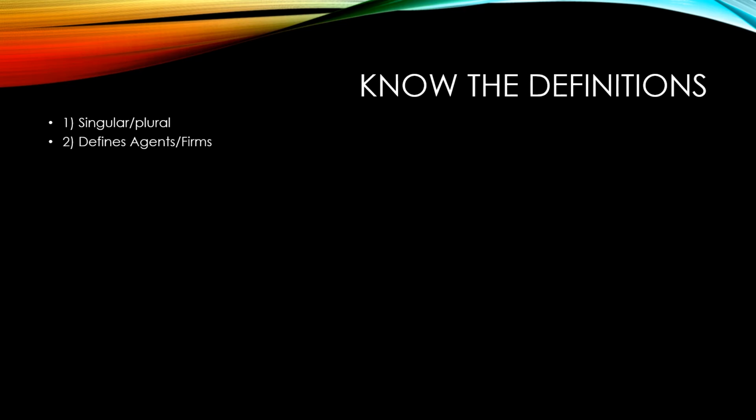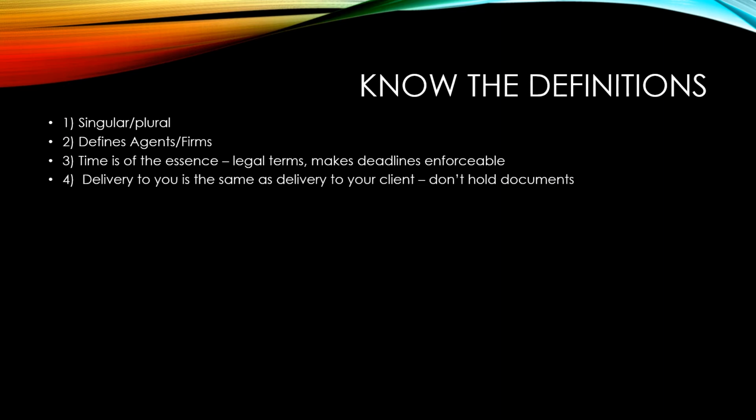Number 2 defines agents and firms. And by the way, guys, we're at the bottom of page 8 under definitions and instructions. So we're now moving on to item number 3 at line 383. Time is of the essence. The reason that that is in there, that's a legal term, and it allows deadlines to be enforceable. So if we didn't have a time is of the essence in our contract, then somebody could argue perhaps that deadlines don't matter.